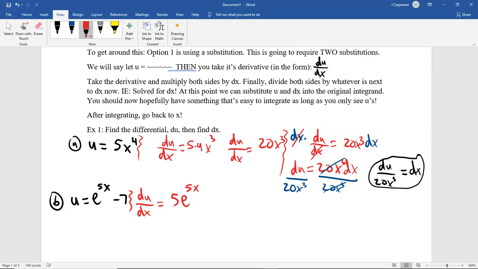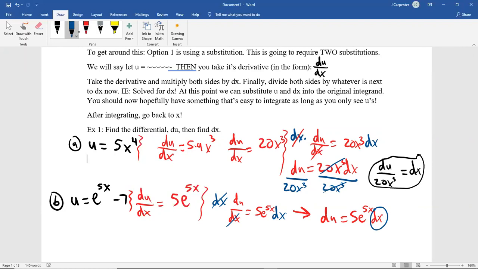So now what we're going to do is multiply both sides by dx. There's nothing to clean up. So let's take our du over dx equals 5 e to the 5x. And we multiply both sides by dx to clear the fraction, which will give us du is equal to 5 e to the 5x dx. And then we're solving for dx. That's what we're solving for, so we got to divide everything else out. So we divide both sides by 5 e to the 5x.